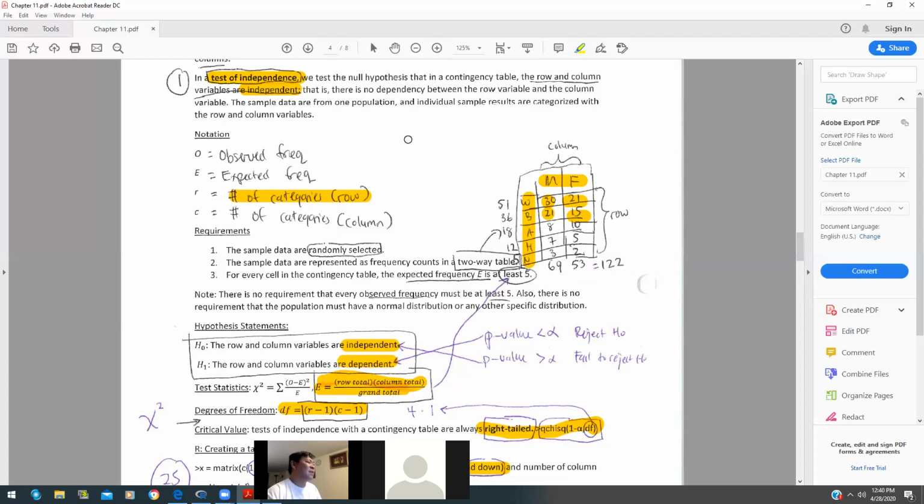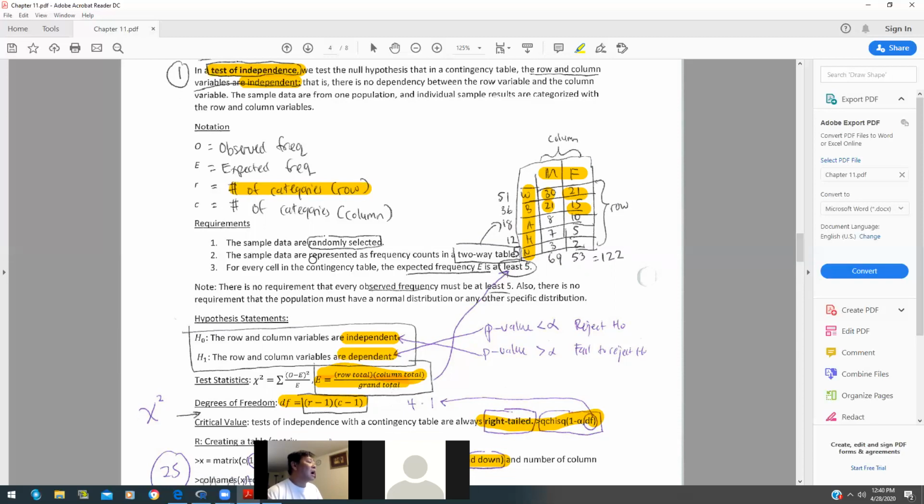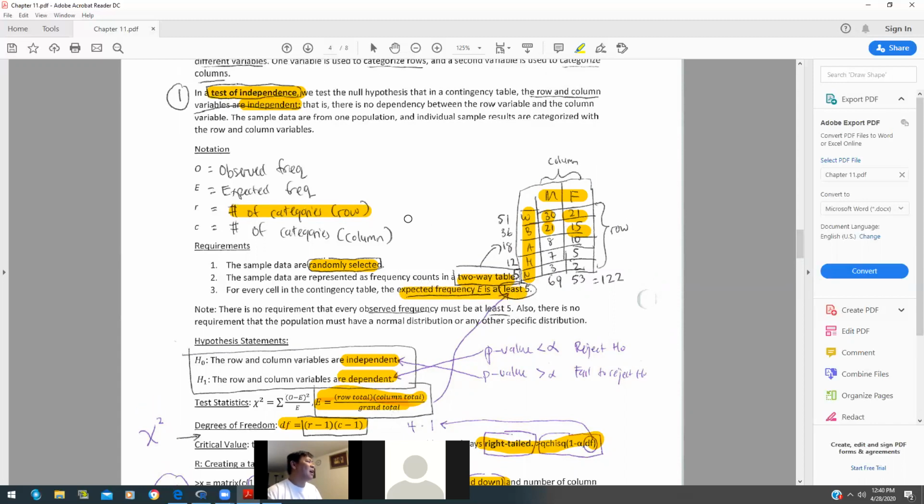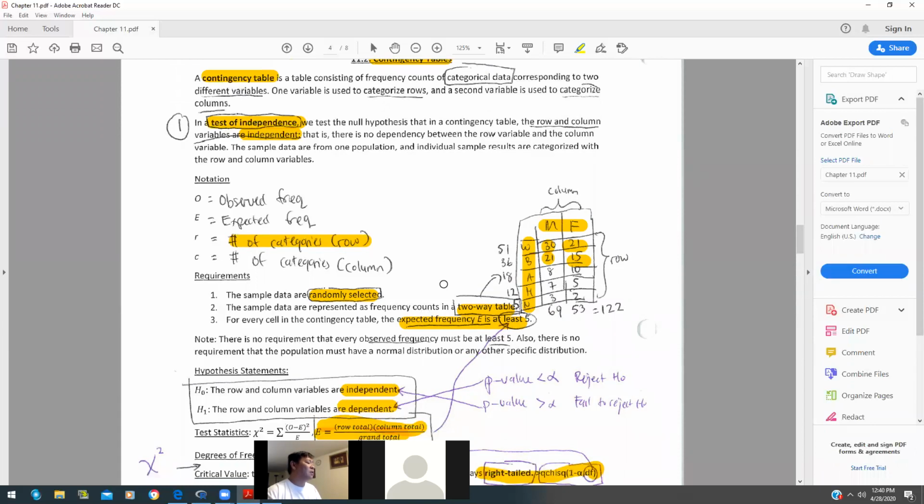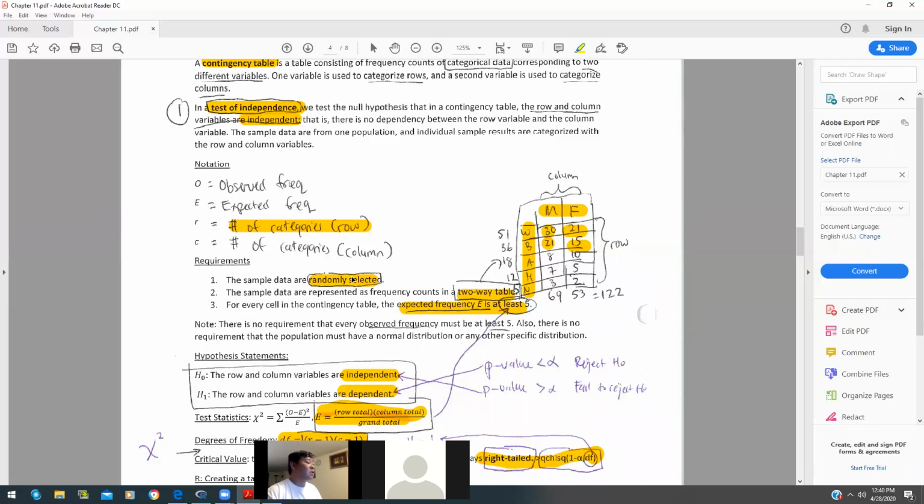It's kind of a straightforward type. So make sure you know which is row and which is column. And class, if you flip these two around, you might have a little bit of trouble. So try your best to know which one is row and which one is column. Requirements: it has to be a simple random sample, it has to be a two-way table, and your expected frequency has to be at least 5. So it's very similar to what we did in the goodness of fit test. The only difference with the goodness of fit test is that we don't have a two-way table, we have just a normal table, but the rest is the same.